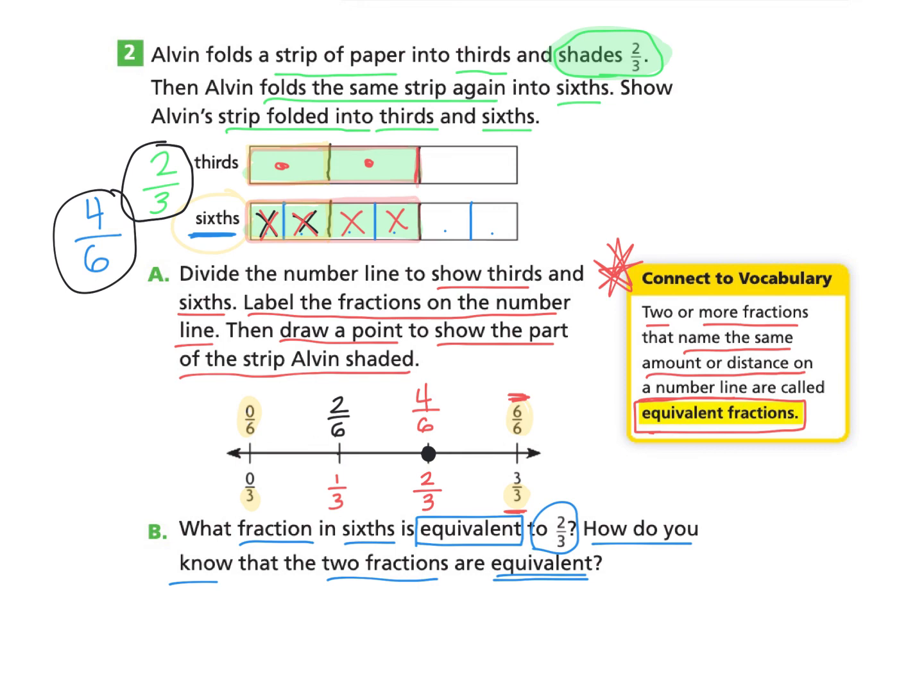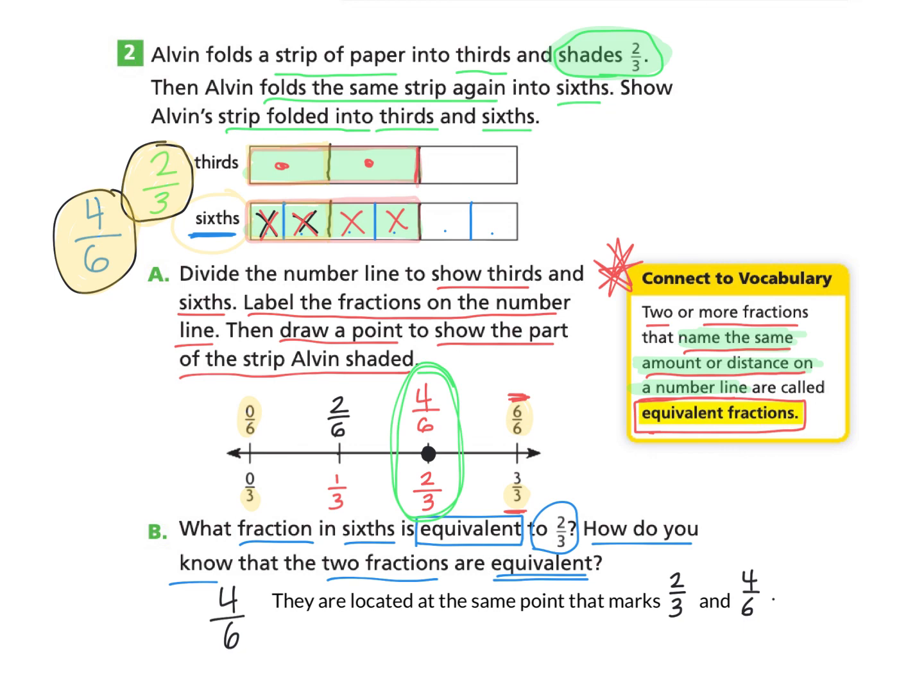So what we did up here, where we drew 2/3 and we drew 4/6, we made equivalent fractions. And we can see on the number line that 2/3 and 4/6 are the same amount or distance on the number line, so they are equivalent fractions. So we can answer 4/6, and how do we know? Because they are located at the same point that marks 2/3 and 4/6. As always, you can go back and rewatch this video and pause along the way anytime as needed.